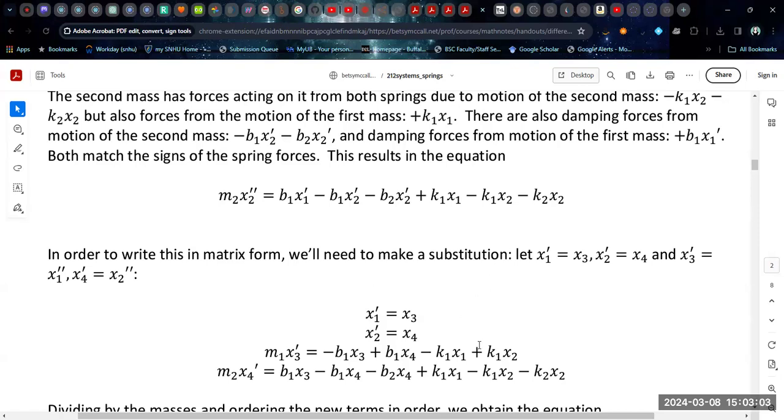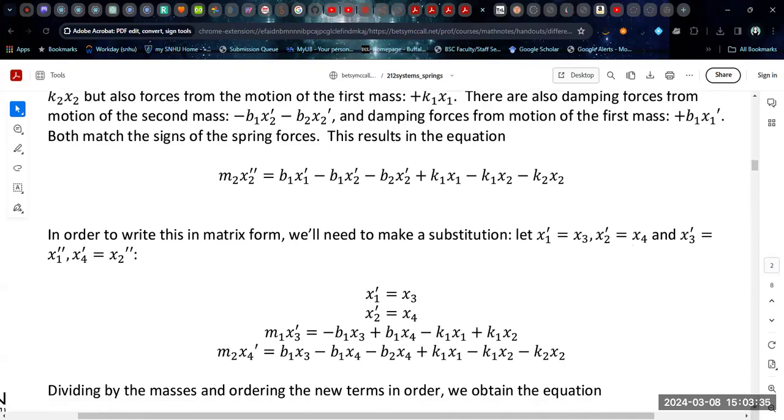Now, in order to solve this one, we don't have that. In the previous example, we didn't have any x prime terms. We just had x double prime. But here we have x prime terms. And so in order to make this into a fully linear model, we have to make some substitutions. We're going to let x1 prime become x3 and x2 prime become x4. And then x3 prime will become x1 double prime, and x4 prime will become x2 double prime.